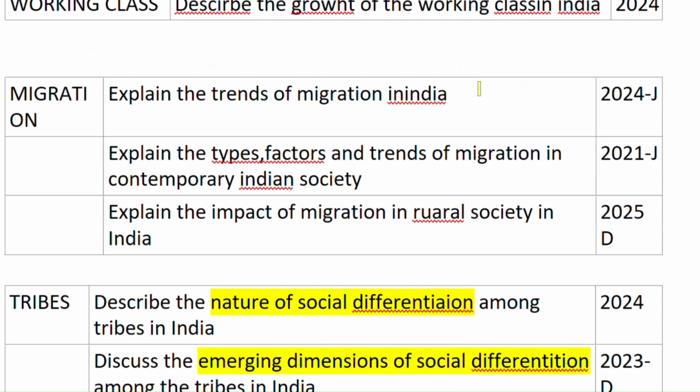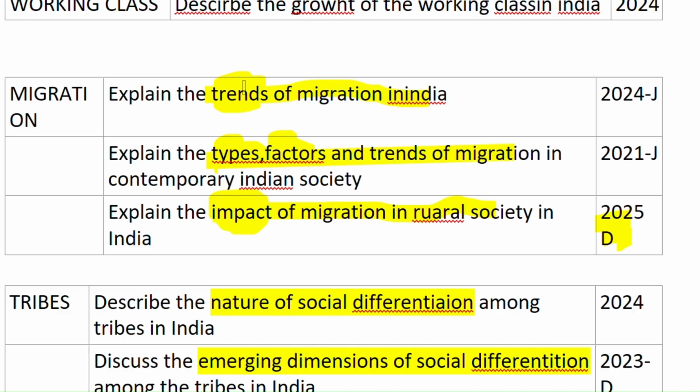Now, migration. The trends of migration in India. Explain the types, factors, and trends of migration in India. Impact of migration on rural society, December 2025. So about migration, it is asking about the trends, the types, the factors, and the impact. Whenever you are learning something, you should be able to underline why it is happening, the factors, what types there are, what its impacts are, and what its trends are.